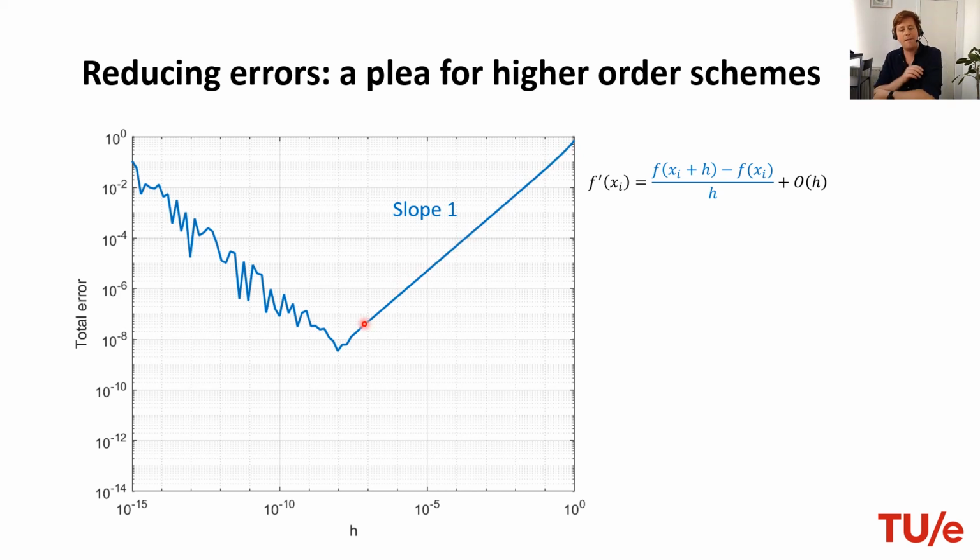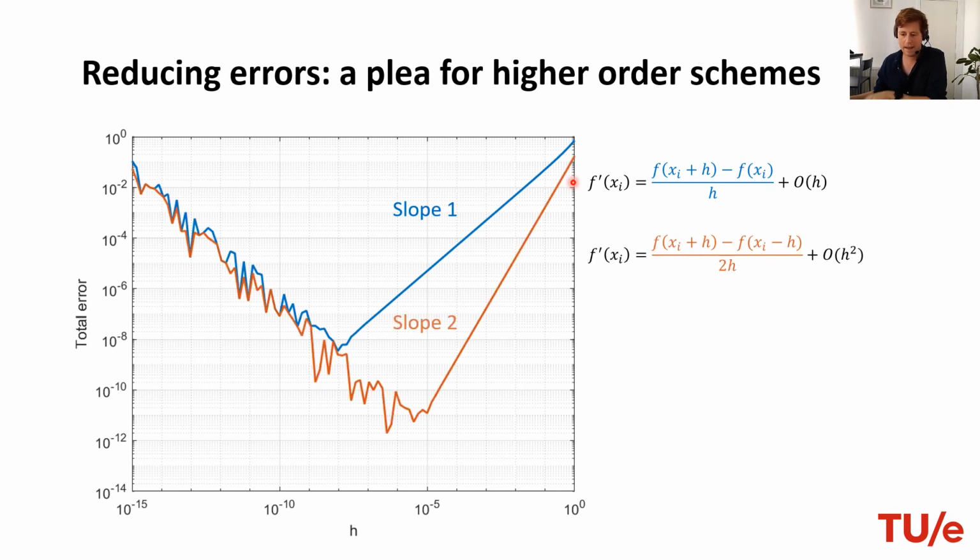Let's take a look at what happens if we, for the same problem, apply higher order schemes. So instead of a forward difference, we could look at central differences. And central differences, we've seen that these are actually of second order. The fact that the truncation error is of second order will imply that this line, where the truncation error is dominant, will have a slope of 2. So in this regime, when we reduce h further and further, the total error will go down with a slope 2 in a log-log plot.